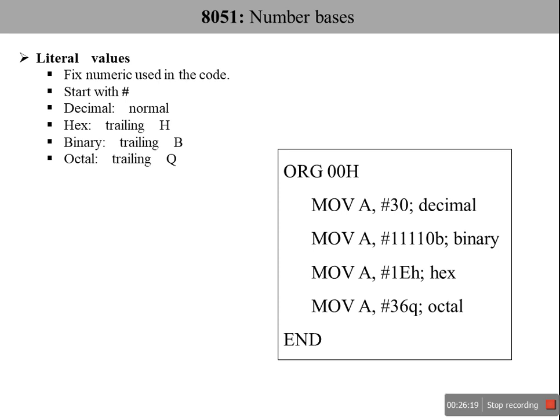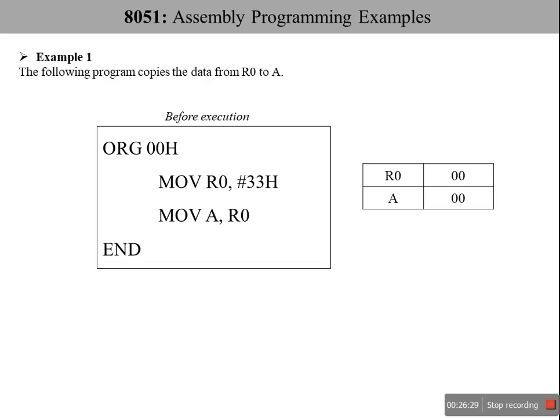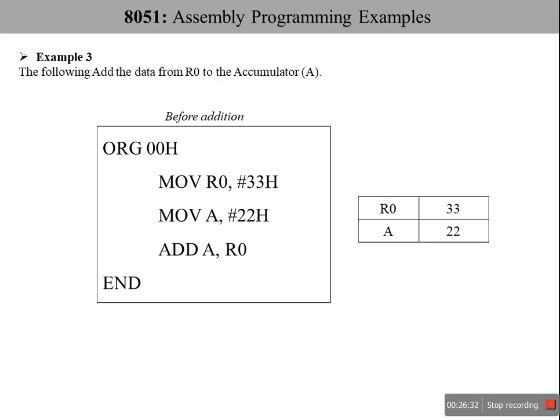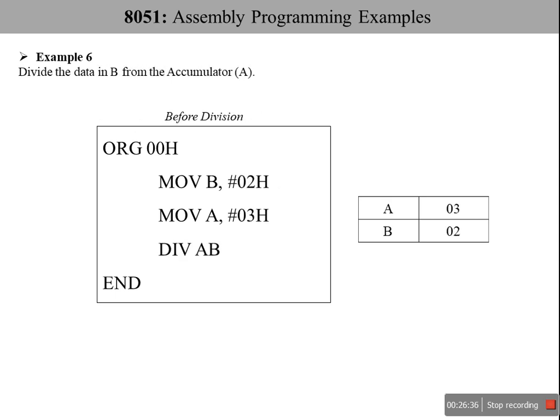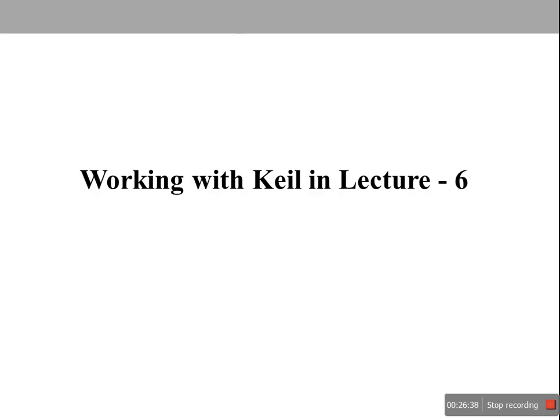Different numbers can be given to 8051 registers, like decimal, hexadecimal, binary, and octal with different trailing letters. And this is a typical code. Yes, so we will stop here, and I'll explain how we can do this assembly language programming in Keil software in the subsequent classes.